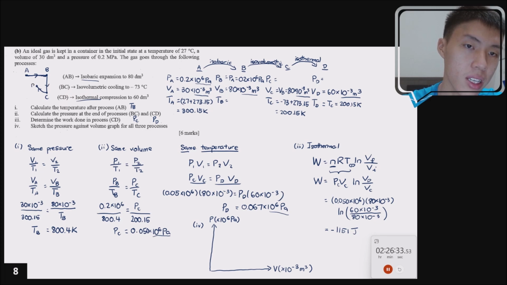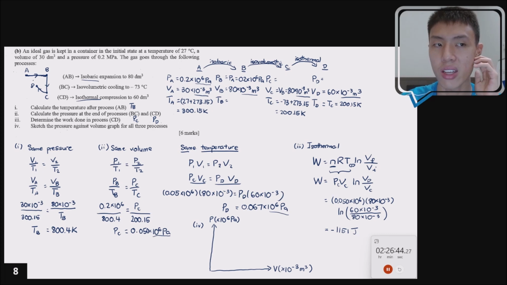But they didn't say back to 80 dm cube, right? They didn't say back to the original pressure. And in fact, it's not the original pressure. So we will not connect the line back to A. You cannot connect back to A, because at A the pressure is 0.2, but for D, the pressure is 0.067. So don't connect it back to A. It's not a cyclic process over here.